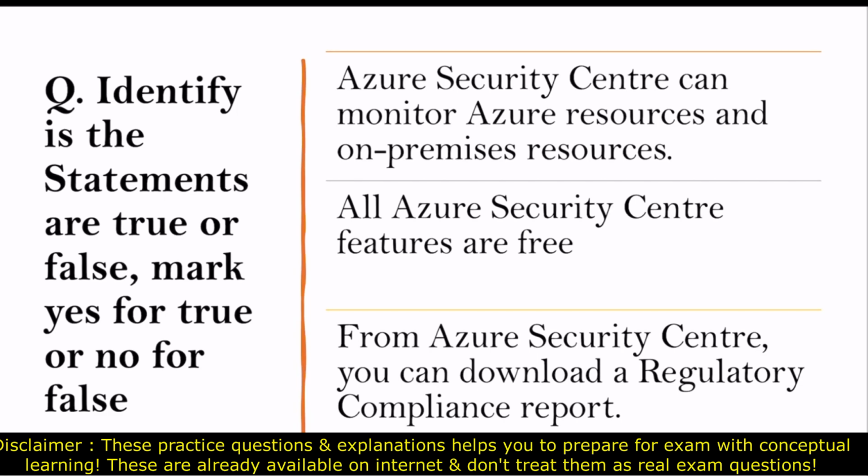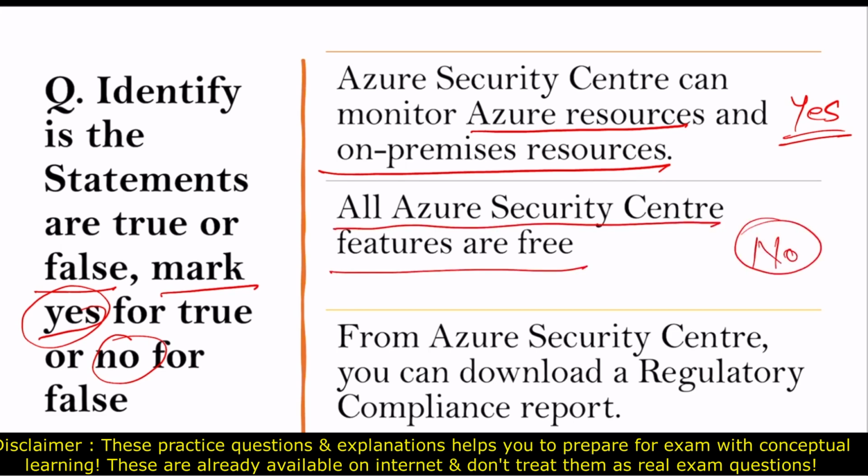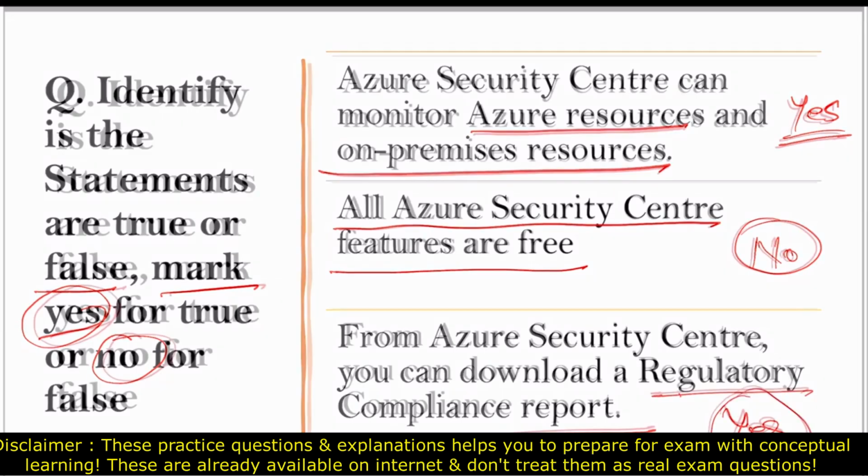Identify which statements are true or false. Mark yes if it is true, no for false. You will see questions where you need to say just yes or no. Let's see the first statement. Azure Security Center can monitor Azure resources and on-premises resources. That is yes. All Azure Security Center features are free. That is no, because only two features are free. What are those two features? First is continuous assessment and security recommendations. Second is Azure Secure Score, which helps to analyze your environment. Next statement: from Azure Security Center, you can download a regulatory compliance report. Yes, we can download it. Let's talk about the next question.